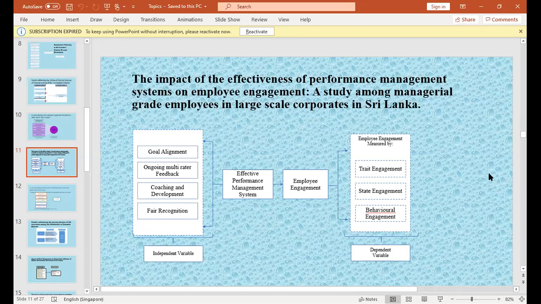Senior managers, managerial grade employees of a large scale corporate.